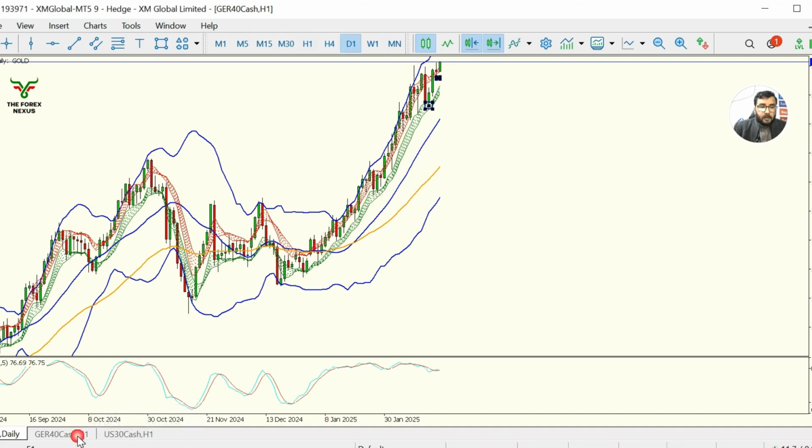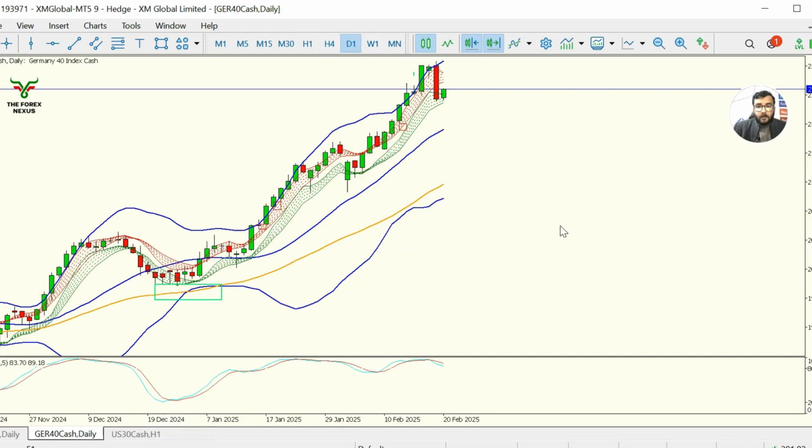Now yesterday we posted here a daily re-entry zone on German 40. We posted this in our Telegram group.